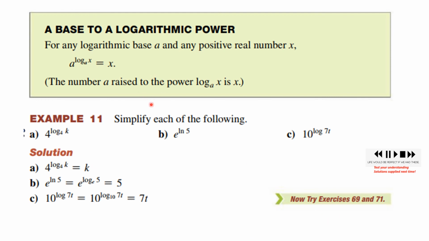The other way about is here you first take x, do the logarithm, and then you do the exponentiation. Still, they are inverses of each other. So 4 to the log base 4 of k is k. E to the natural logarithm of 5 is 5. And 10 to the log base 10 of 7t is 7t. Here are some exercises you can try, and solutions next time.